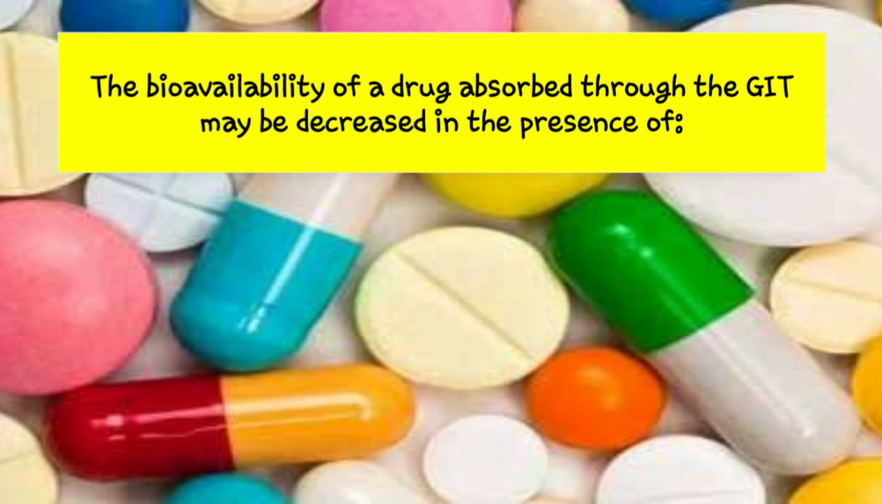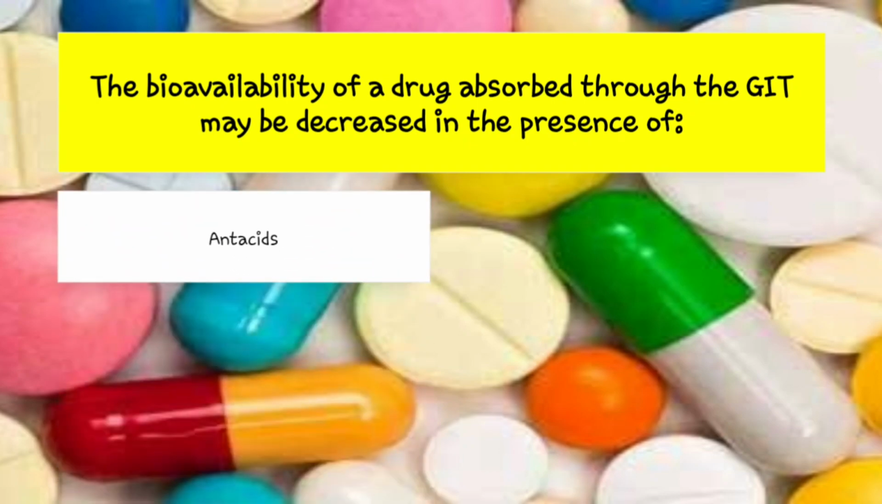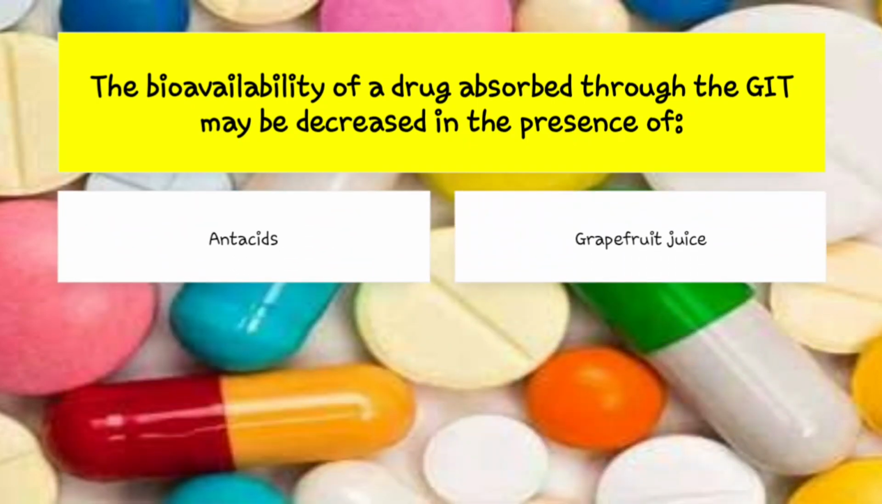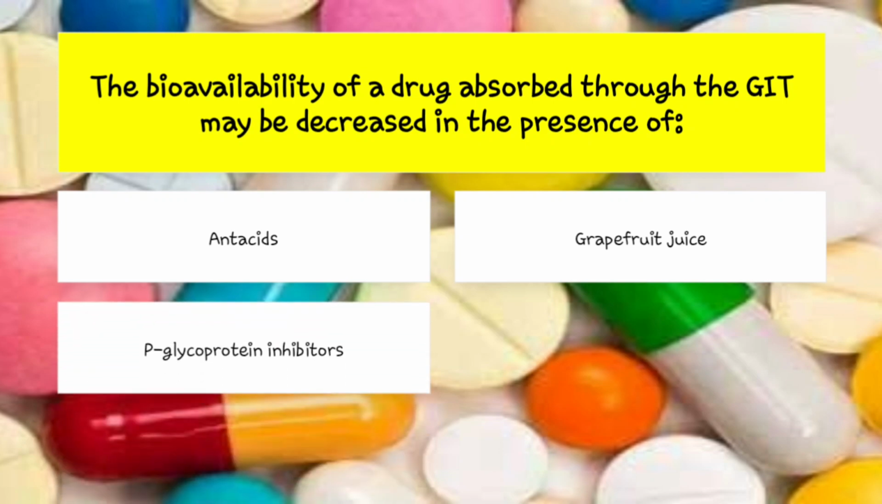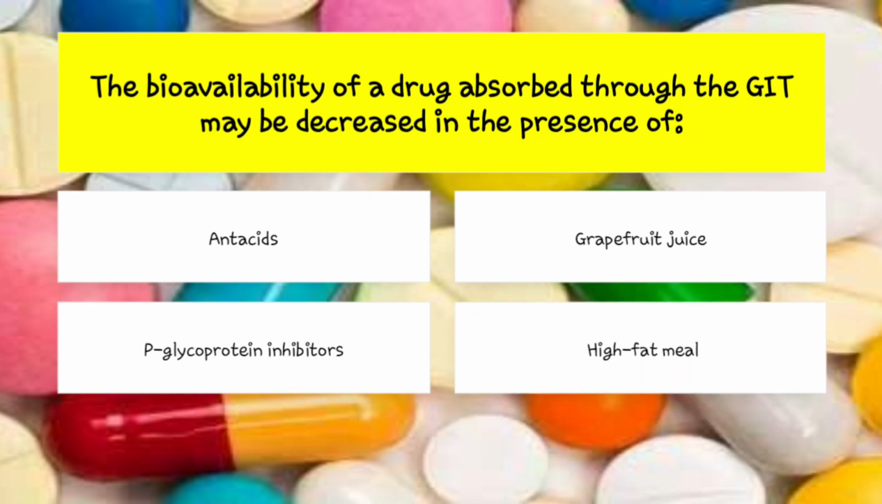The bioavailability of a drug absorbed through GIT may be decreased in presence of. The options are A, antacid, option number B, grapefruit juice, option number C, P glycoprotein inhibitors, or option number D, high fat meals. Your time has started.